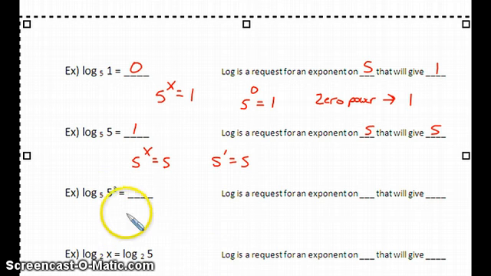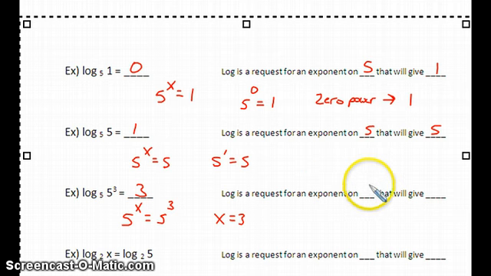Over here, this one is saying 5 raised to some power has to give me 5 to the third. Since your bases are already the same, both base 5, you know that x has to be equal to 3. You just set your exponents equal to each other and you already get your answer of 3. So this one is saying 5 raised to what power will give me 5 to the third.